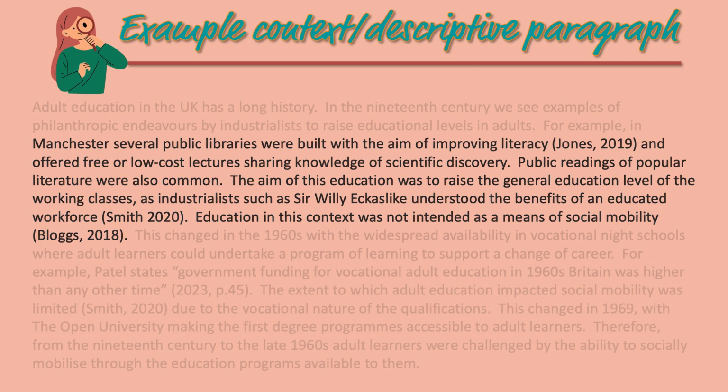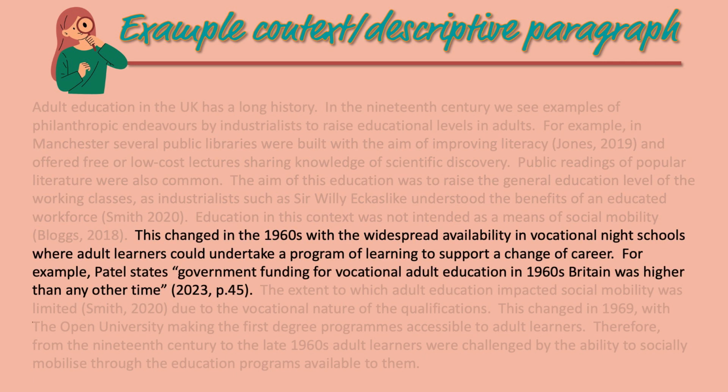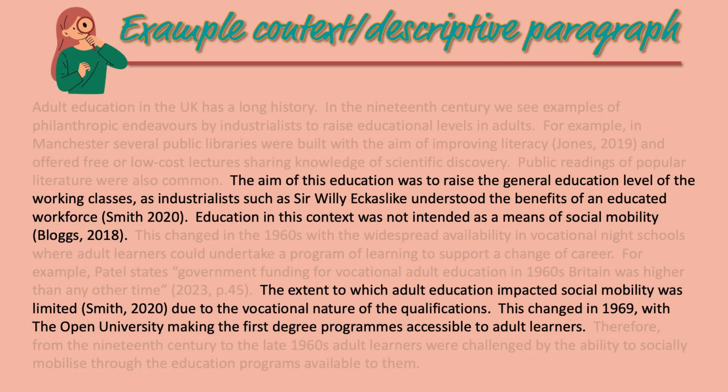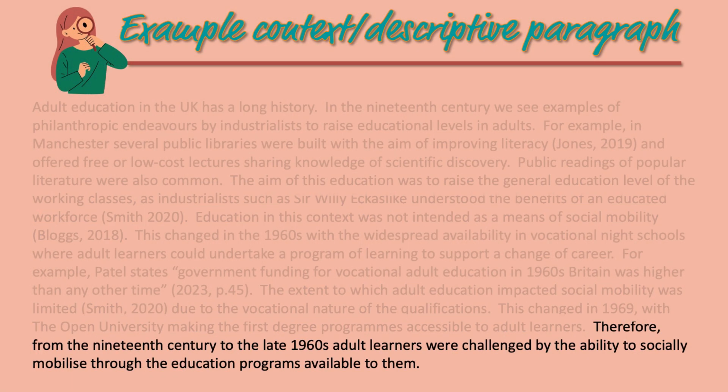This paragraph is characterised by historical narrative. It tells the story of adult education, from what this looked like in 19th century Manchester to the provision available across Britain in the 1960s. It establishes different educational provision across a period of 100 years or so, the impact on social mobility, and notes this as a potential challenge for adult learners.